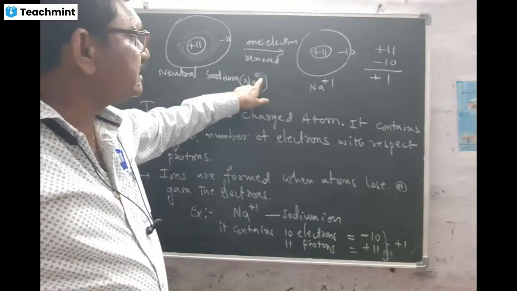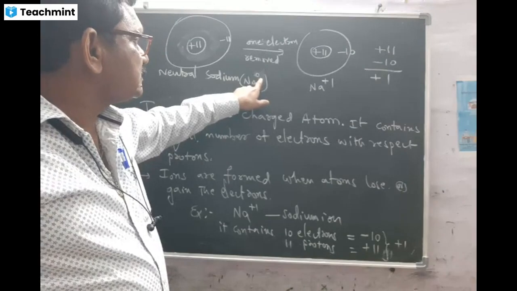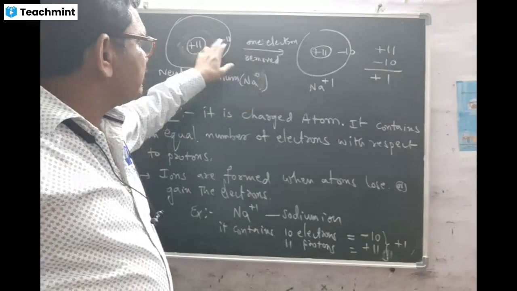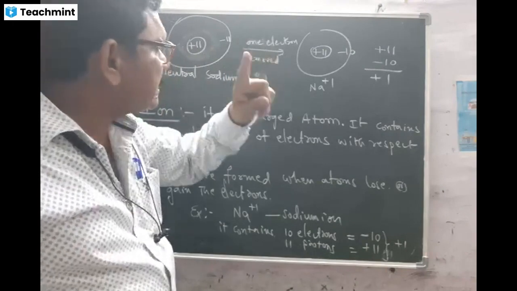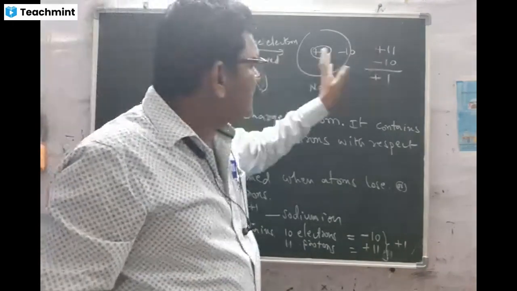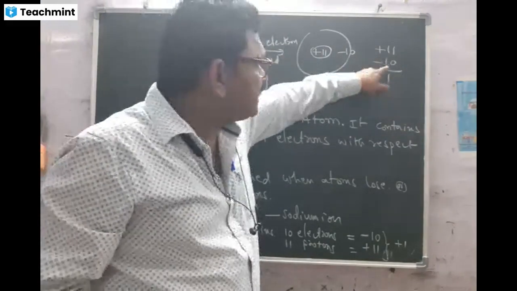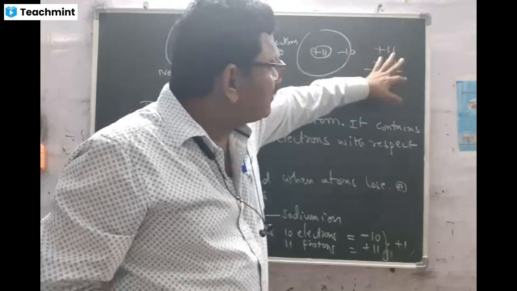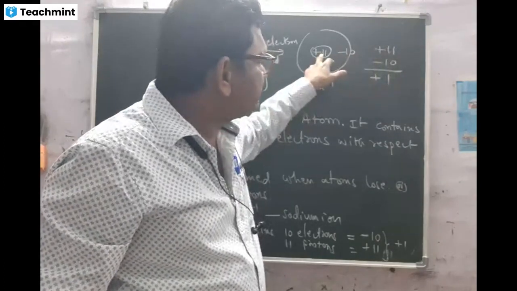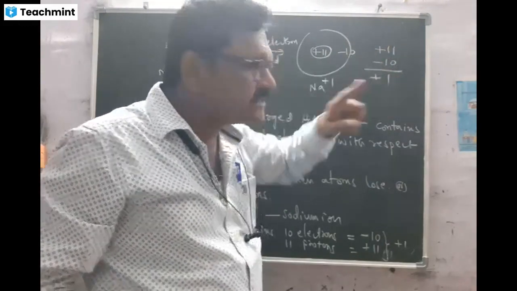Open your voice, Lucky. Yeah, I opened and I am listening. See, plus 11 minus 11 means 0 charge. That's why it is neutral, no? So when it loses one electron, what happens? One electron is decreasing, so we have only 10 electrons, minus 10. How many protons are present in the nucleus? 11 protons. There is no change in protons. So overall charge, plus 11 minus 10, means you are getting charge plus 1.